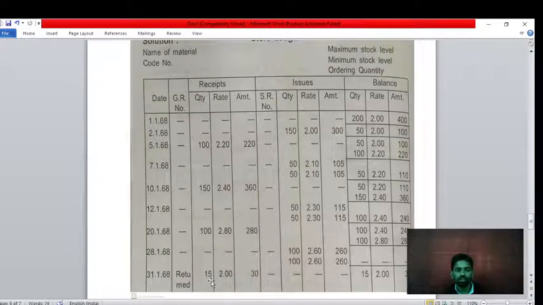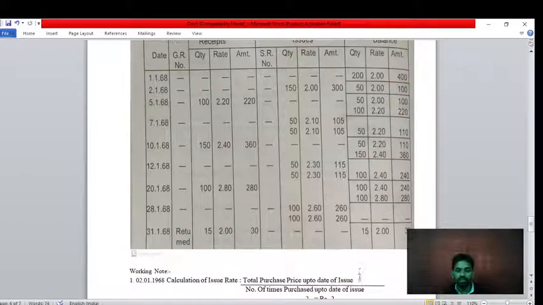So we return 15 units at the rate of 2, because at this rate we issued, 2 rupees. Out of this 150 units they return 15 units to the store, at the rate of 2, the total amount is 30. So on this date the balance is 15 units at the rate of 2, the total amount is 30.